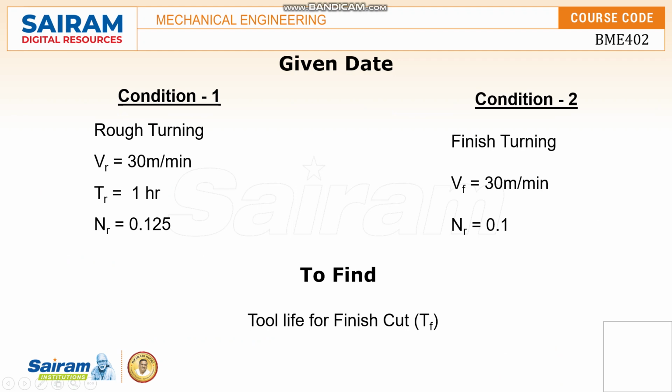And the same for finish turn, which is condition 2. In the problem they have given that the cutting speed will be the same for both rough and finish turn. So Vf, the cutting speed, is equal to 30 meters per minute for the second condition also, and nf is equal to 0.1. From this problem we need to find the tool life of the finish cut, or finishing turn.